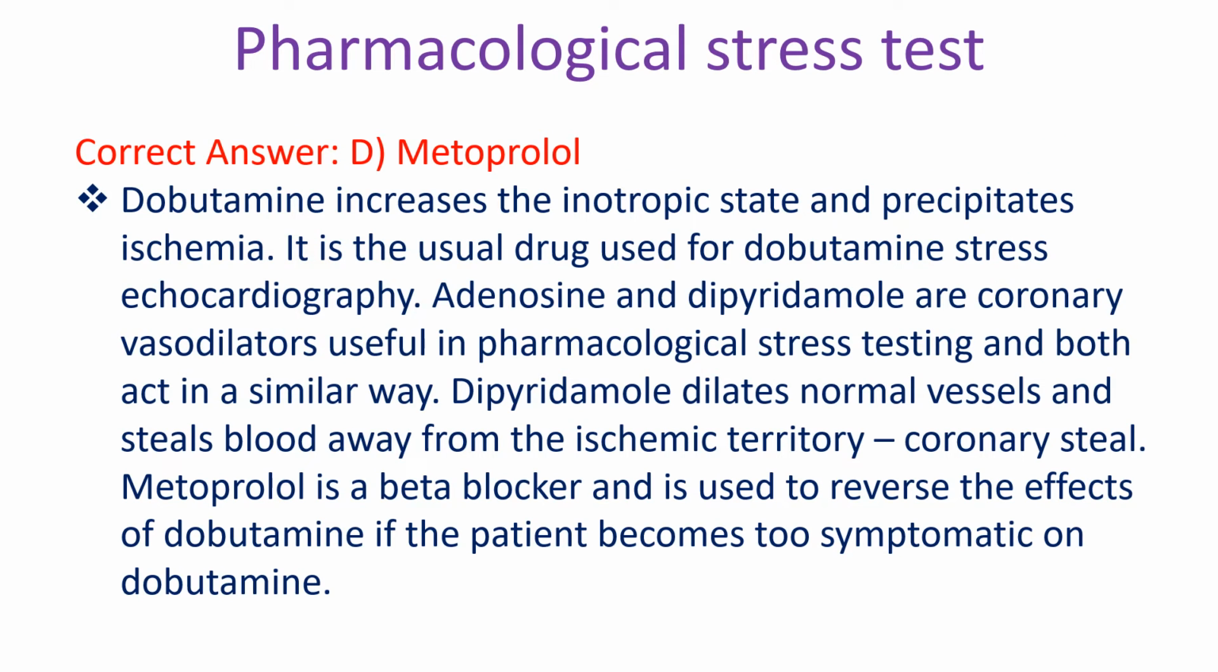Metoprolol. Dobutamine increases the inotropic state and precipitates ischemia. It is the usual drug used for dobutamine stress echocardiography. Adenosine and dipyridamole are coronary vasodilators useful in pharmacological stress testing and both act in a similar way. Dipyridamole dilates normal vessels and steals blood away from the ischemic territory, coronary steal. Metoprolol is a beta blocker and is used to reverse the effects of dobutamine if the patient becomes too symptomatic on dobutamine.